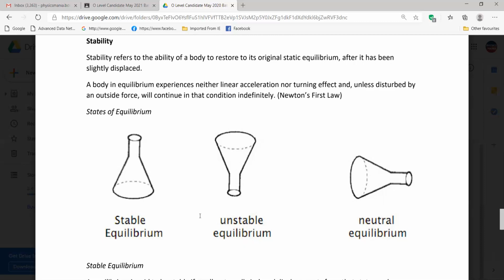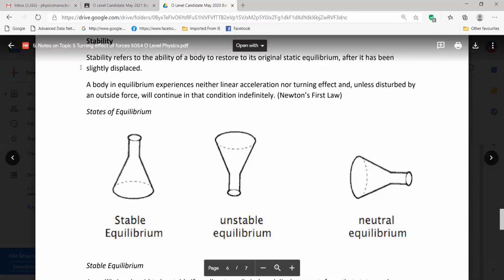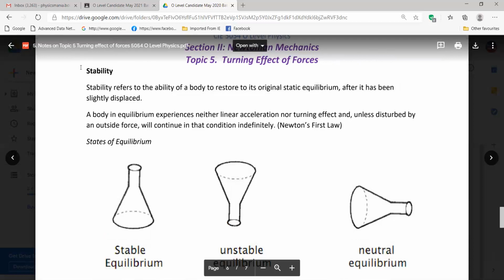Is it clear? Yes, sir. So stable and unstable you understood, right? Now can you read this stability? Stability refers to the ability of a body to restore to its original static equilibrium after it has been slightly displaced. A body in equilibrium experiences neither linear acceleration nor turning effect, and unless disturbed by an outside force, it will continue in a condition indefinitely. Newton's first law.